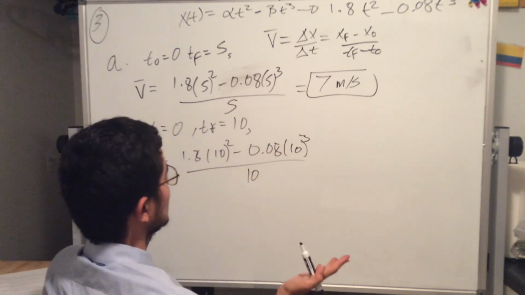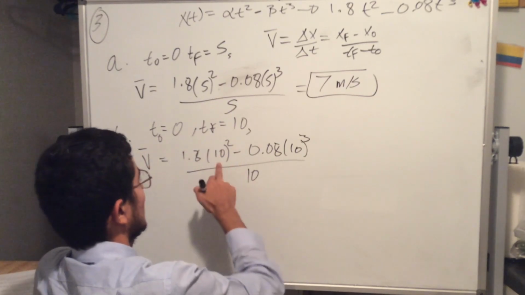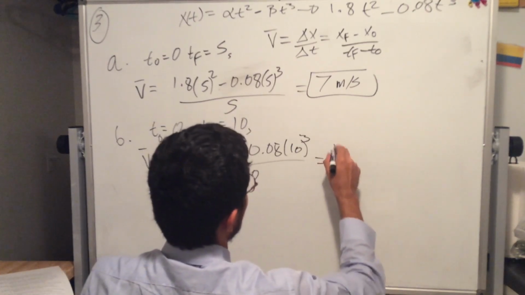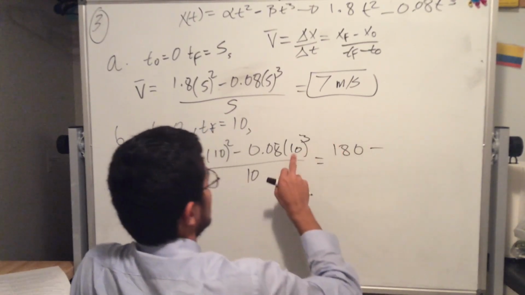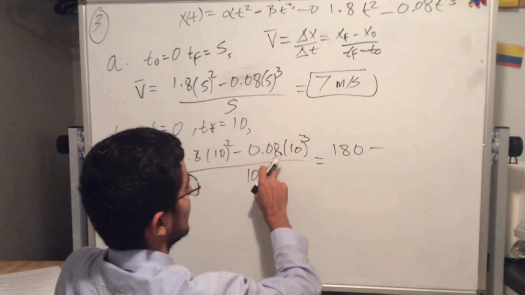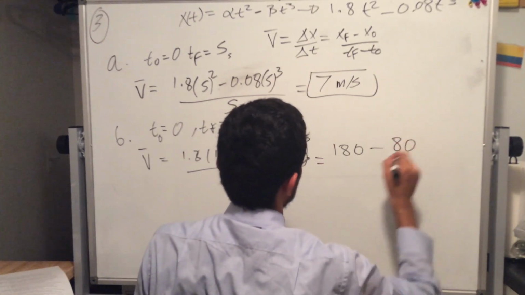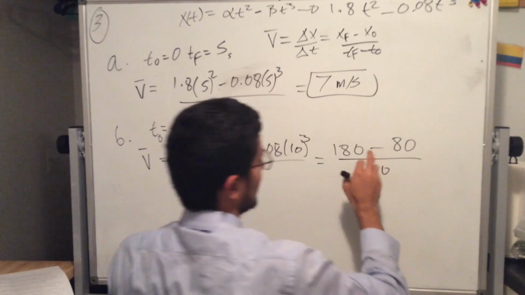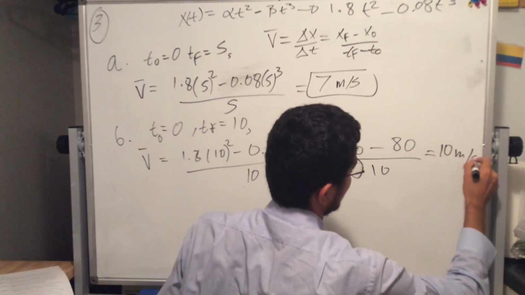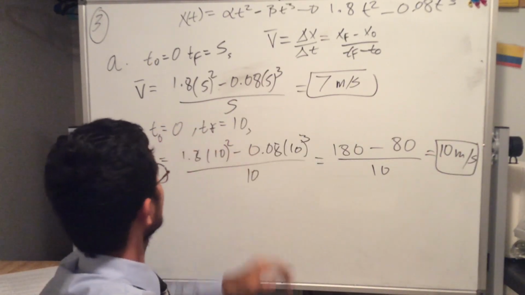Now this we can maybe do without a calculator. 10 squared is 100, so that's 100 times 1.8, that's 180, minus 10 cubed is 1,000, and 1,000 times 0.08 is 80. So that's 80. And all of that divided by 10. That's 100 divided by 10, that's 10. So that's 10 meters per second. That's going to be the average velocity on the time interval from 0 to 10 seconds.